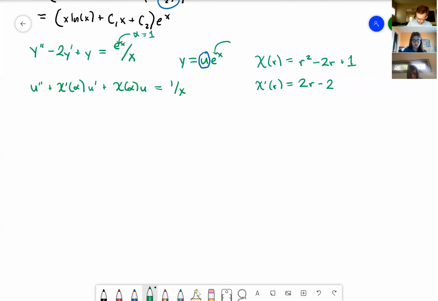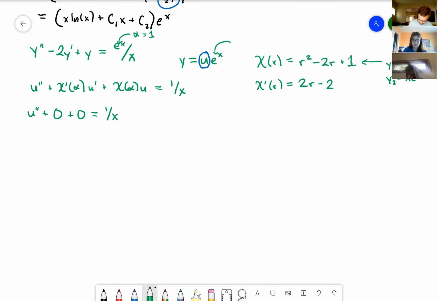Because we can already figure out what the, let's go ahead and write this down again. y1 is equal to e to the x, and y2 was x e to the x. And we got those from the characteristic equation, variation of parameters before. Okay, so plugging in alphas here, we get u double prime plus 2 times 1 minus 2, that's just 0. 1 minus 2 plus 1, again, that's just 0. So we get 1 over x.